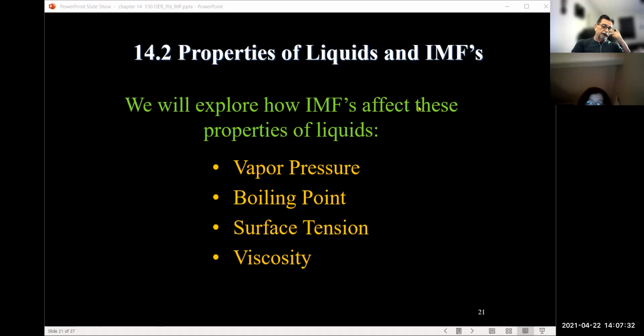We're going to explore a little bit. I'm going to just go a couple more pages, but we're going to talk about what is called vapor pressure and boiling point, surface tension, and viscosity. Okay. Well, with respect to vapor pressure, let me get a bottle here. One second.